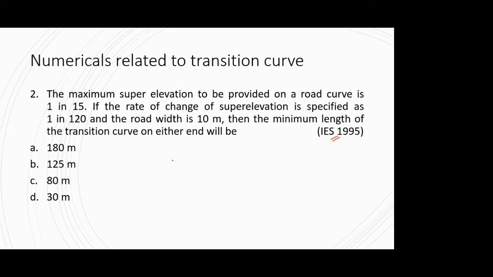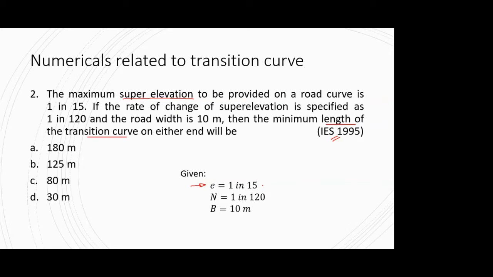If you read carefully, they have asked the length of transition curve, but there is a small change if you see the data they have given. They have given only three values. One is the maximum superelevation to be provided, 1 in 15. This is also an unusual method of giving the value of superelevation, because generally they give it in decimals, 0.07 or 0.05, but here they have given it the other way, that e value is 1 in 15.